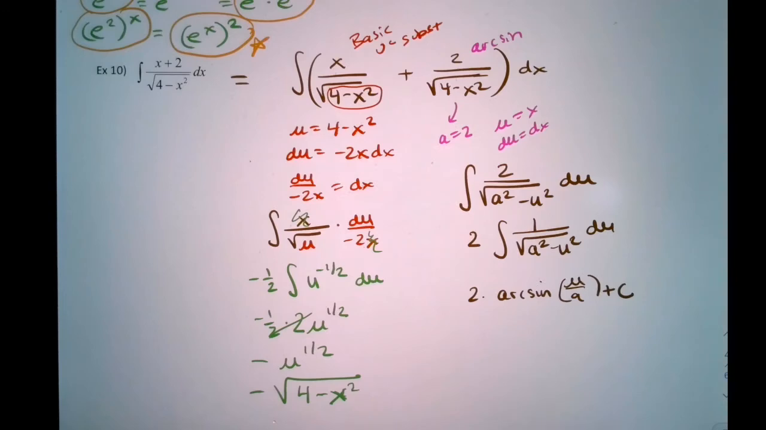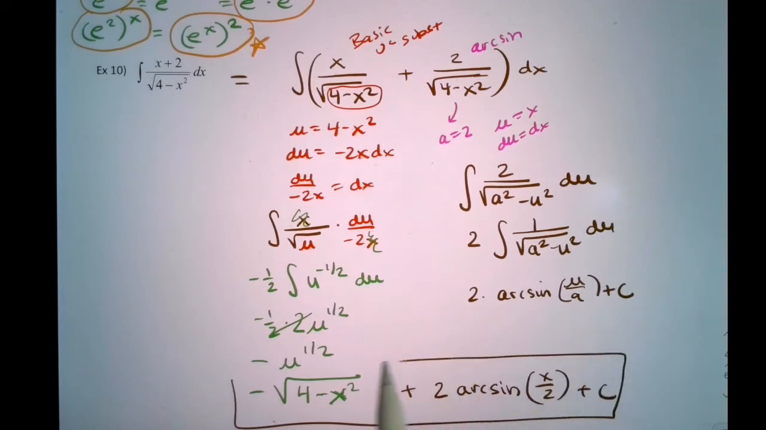So what does that mean for me? I'm just going to drag it down here. I have an extra term to my antiderivative, which would be x over 2 in the arc sine, and I am going to box this up. So that's my final answer to this integral.